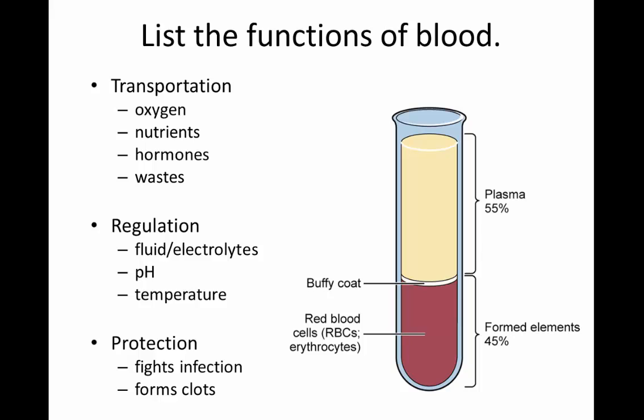Finally, we form clots. The platelets within the blood are involved in this function, and we'll take a look at it in a few moments. We form clots when we have an injury like a cut, and the clot forms over and allows the tissues within the cut to heal up and reconnect. It also prevents blood loss.